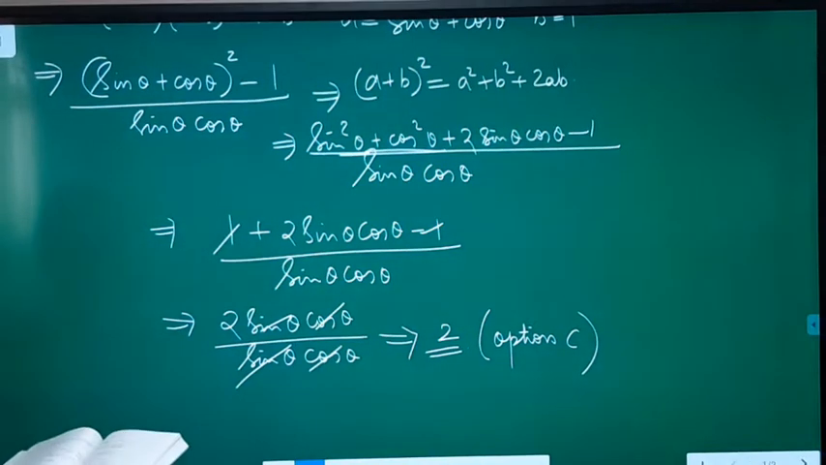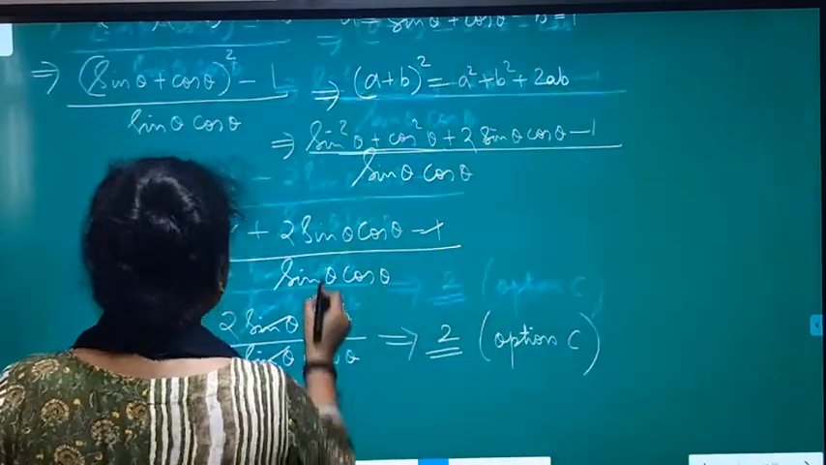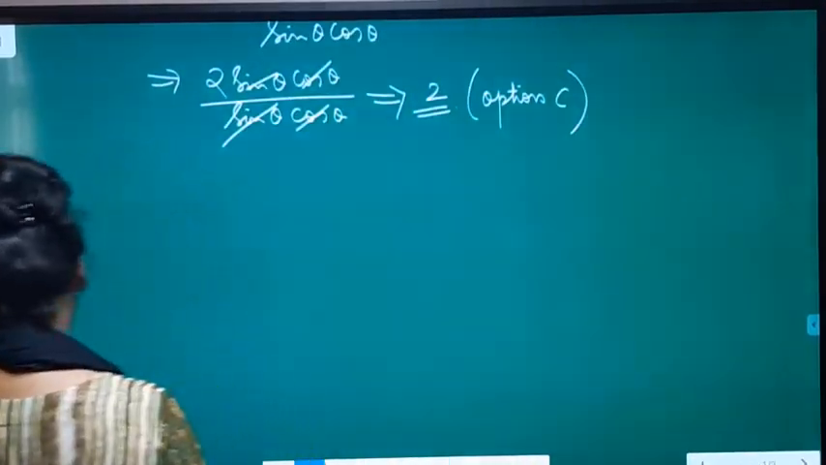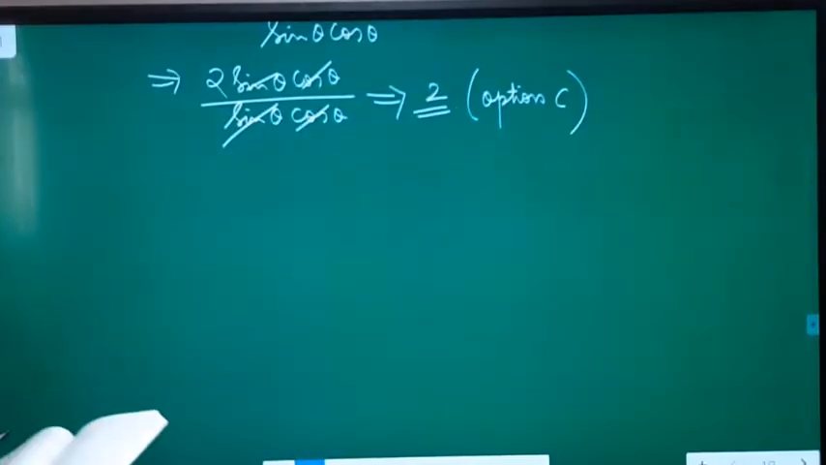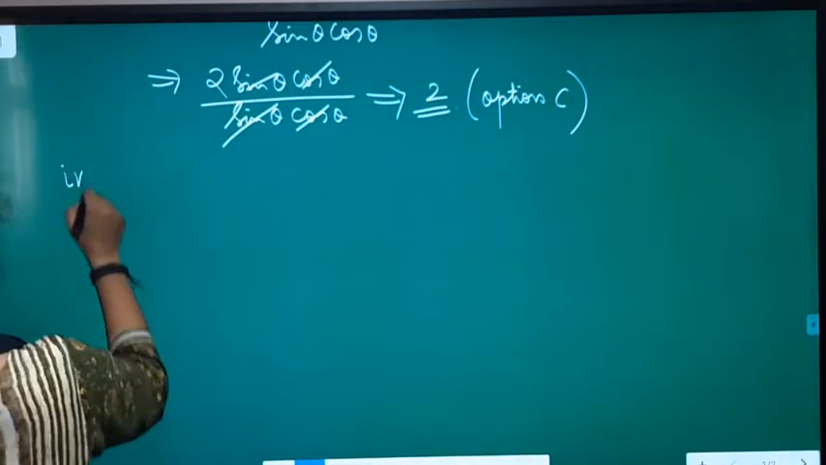Third part is also the same. Third part also has to be done like this only. So I hope you can try the third part by yourself. We'll be doing the fourth part now.